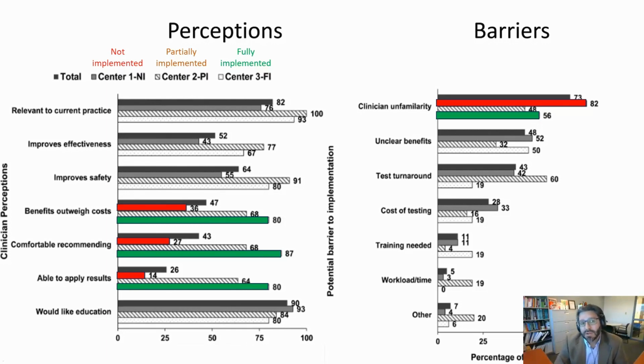If we go over to the barrier side on the right-hand side, clinician unfamiliarity was at 82% in the not implemented and 56% still in the fully implemented group. So even though the site had implemented beta-lactam therapeutic drug monitoring, many of the clinicians still felt that they had quite a bit of clinician unfamiliarity.